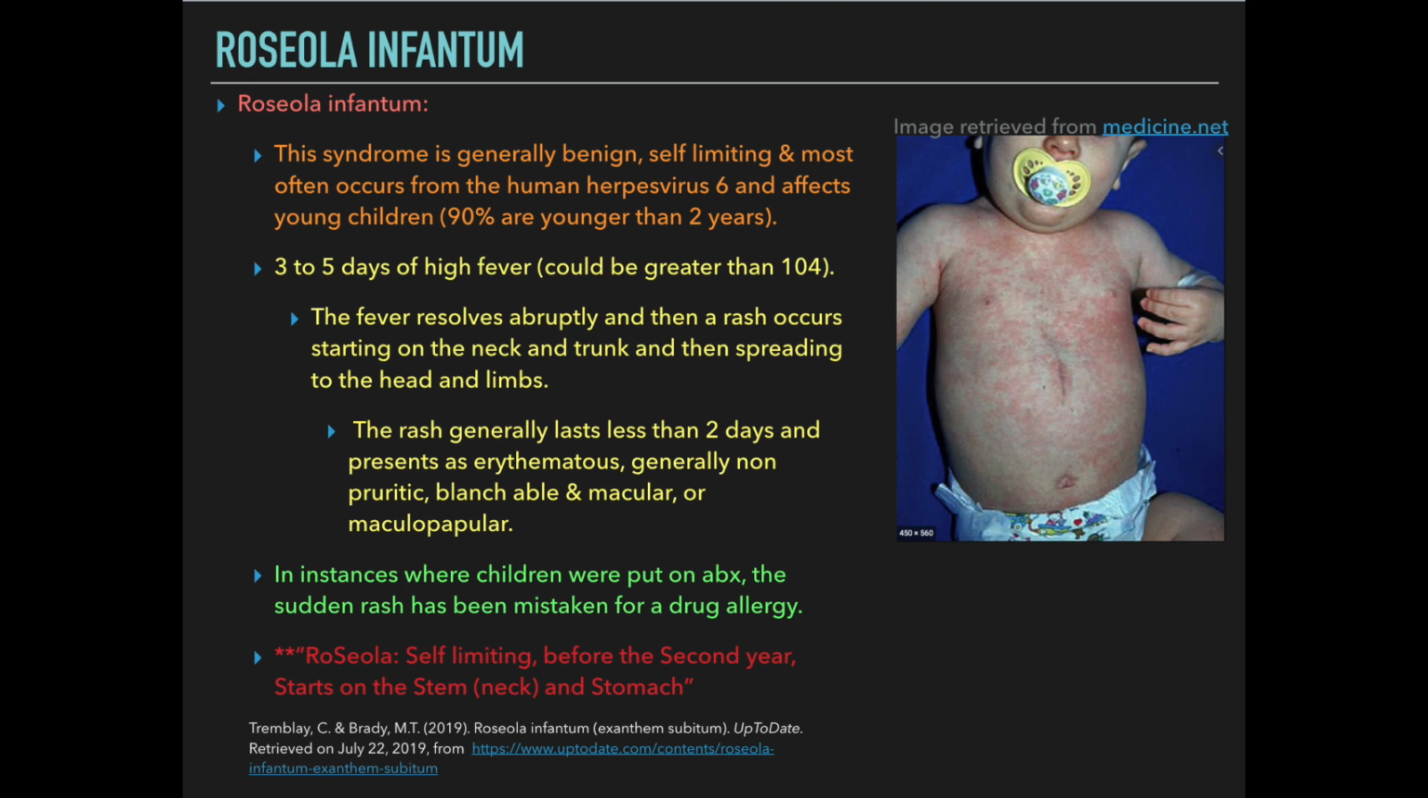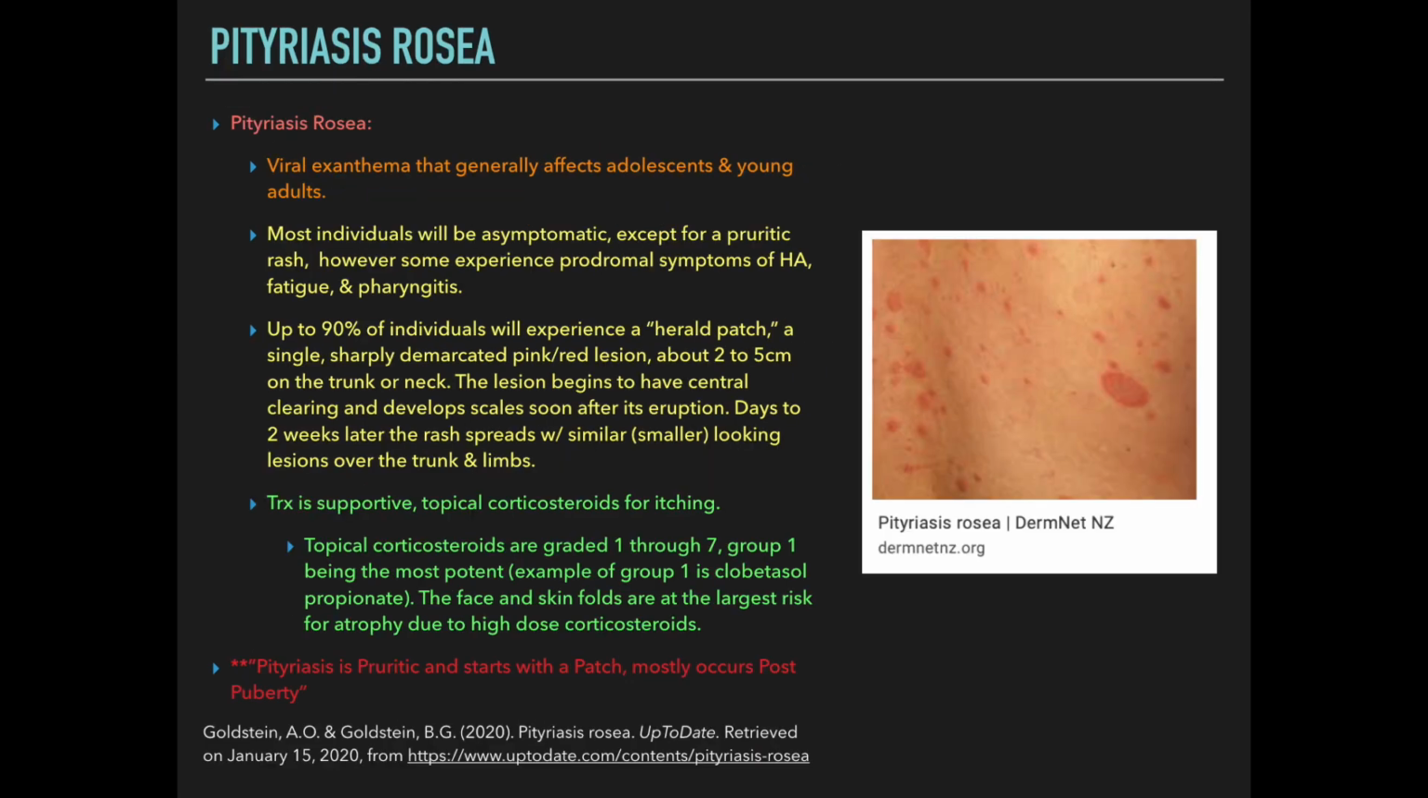And then at the bottom here, I have a little phrase that helped me to remember different things that differentiate roseola, and I picked out the S, and I said self-limiting before the 2nd year, starts on the stem and the stomach. So next up is pityriasis rosea, and this is another viral exanthem that generally affects now adolescents and young adults, so a bit older population.